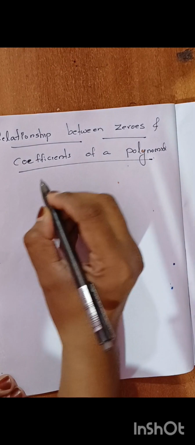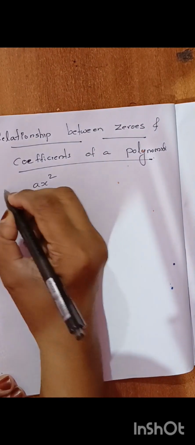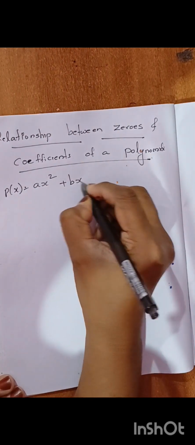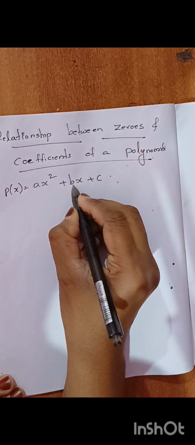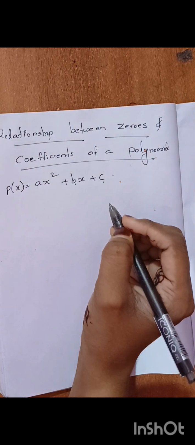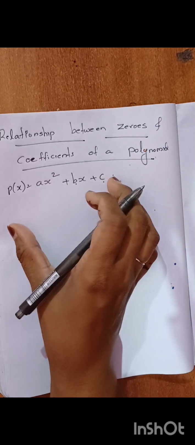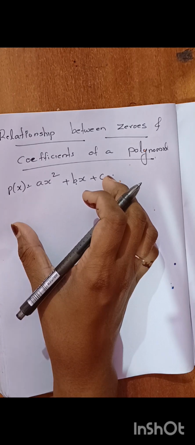We know that the general form of a quadratic polynomial is p of x equal to ax square plus bx plus c, where a is the coefficient of x square, b is the coefficient of x and c is the constant. And here suppose we want to find out the sum and the product of the zeros.